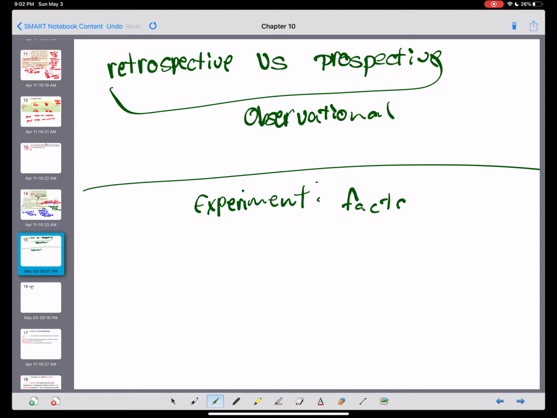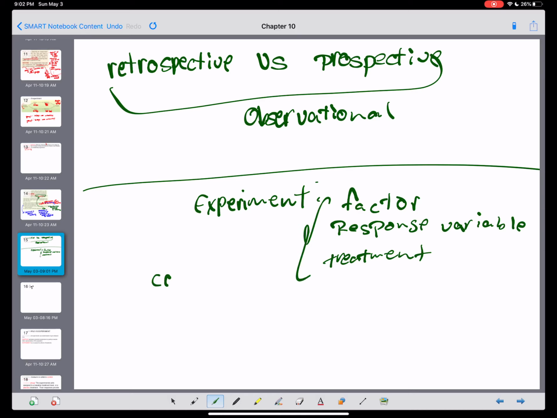And then the next thing, in an experiment: factor, response variable, treatment are the three big ones, and then control. Are the three big things, or four big things. Okay. All right, that's all I have pretty much for today.